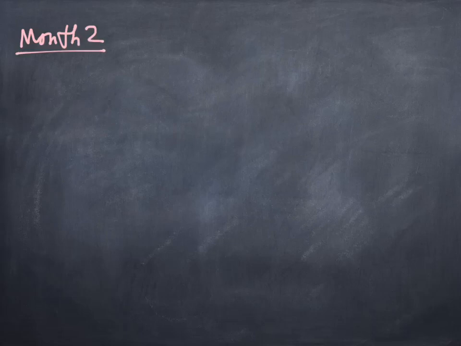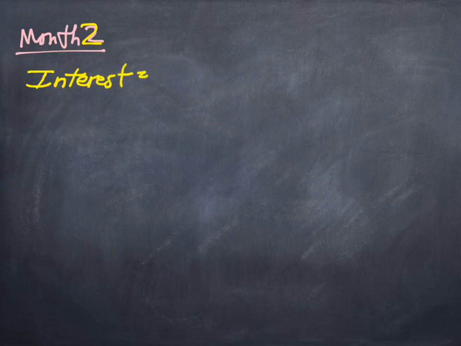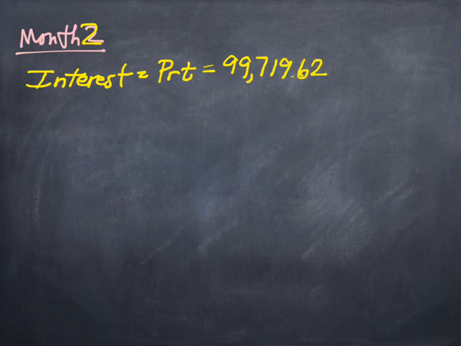Let me change colors. So on month 2, we still have to do all the same calculations, but the numbers we're using inside our calculations will be different. So my interest, which again is PRT, has a different P. It would be the balance, and that's the number we had from the slide before. Same interest rate though, right? It's a fixed rate. That will never change on this loan, 0.0375. It's still a 1 month payment, so it's still 1/12.